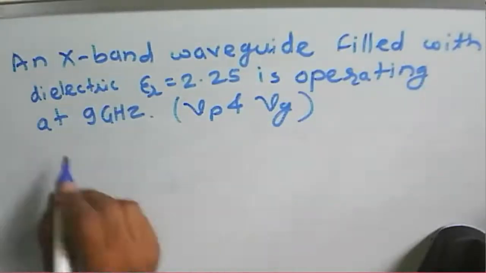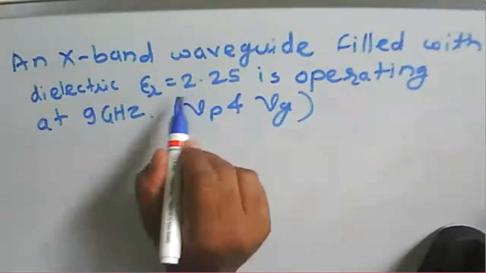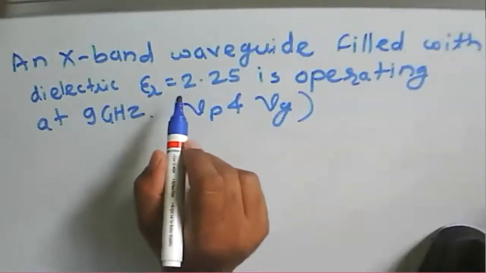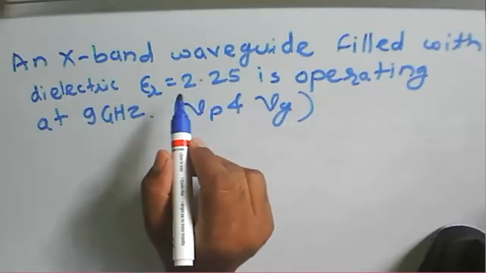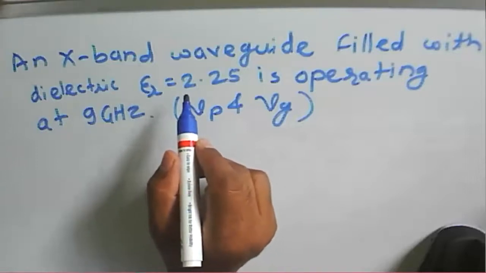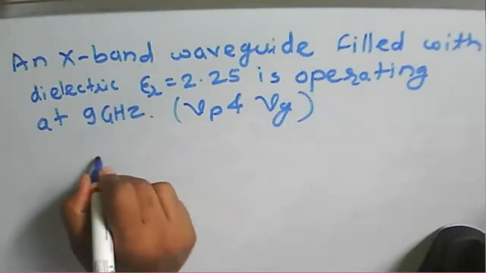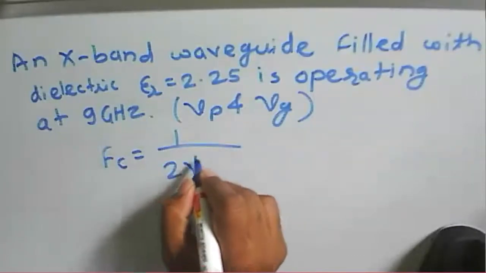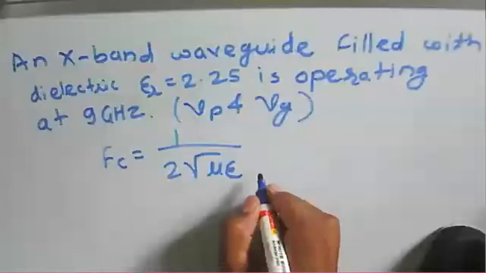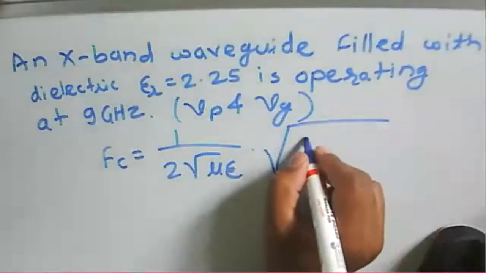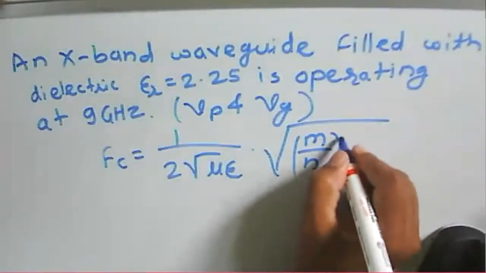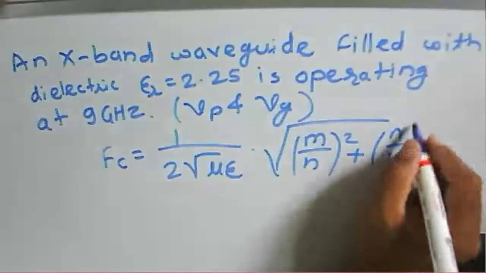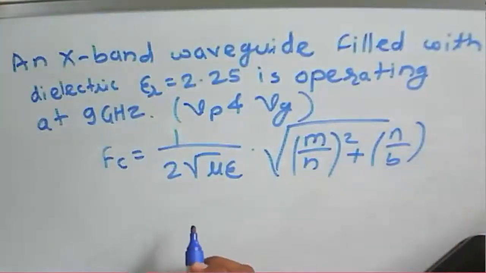So now here in this case, the given waveguide is not air filled. It is dielectric filled. So for the dielectric filled waveguide, we consider that the cutoff frequency Fc is equal to 1 by 2 under root mu epsilon into the square root of (m by a) squared plus (n by b) squared. So that is the equation.